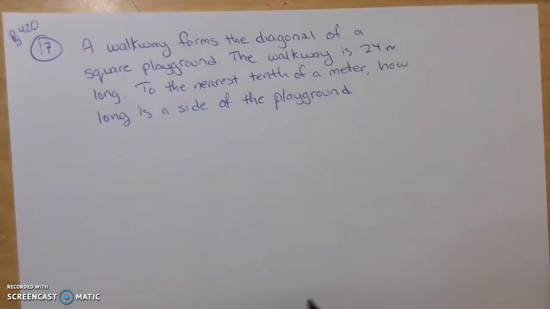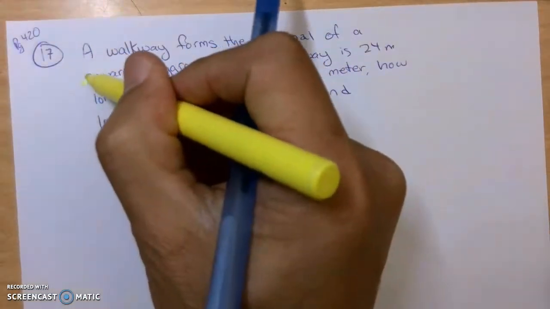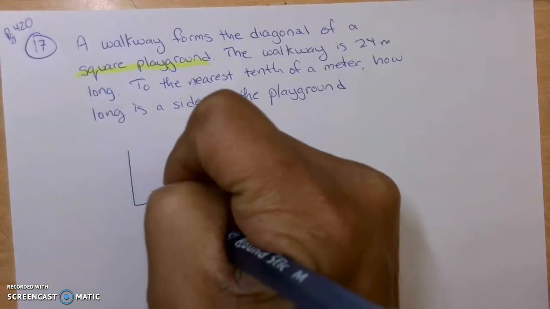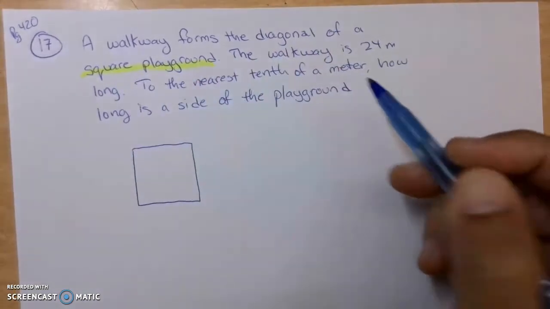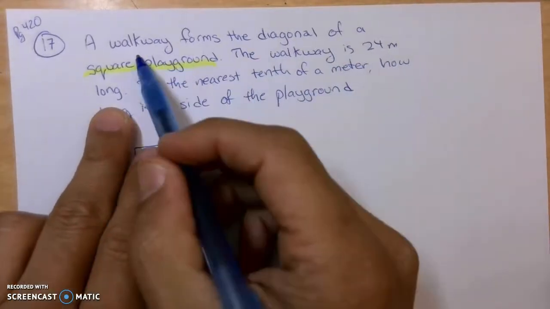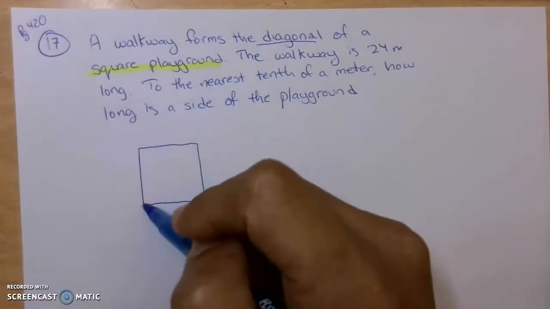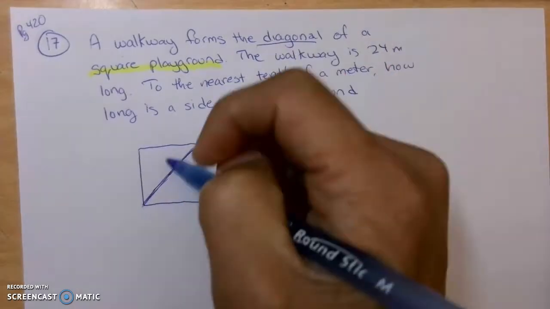So let's draw this picture. We've got a playground, but not only is there a playground, it's a square playground. All right? So I'm going to just draw something that looks pretty much like a square. Of course, 90 degrees, all sides are the same. There's a walkway that is 24 meters long, and the walkway, by the way, is the diagonal. So this being the diagonal, it is 24 meters.